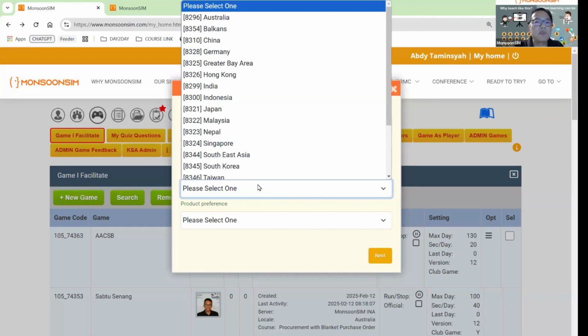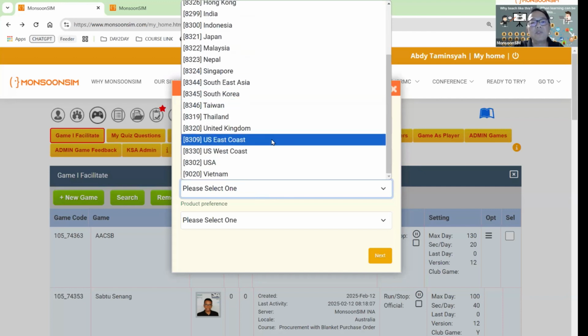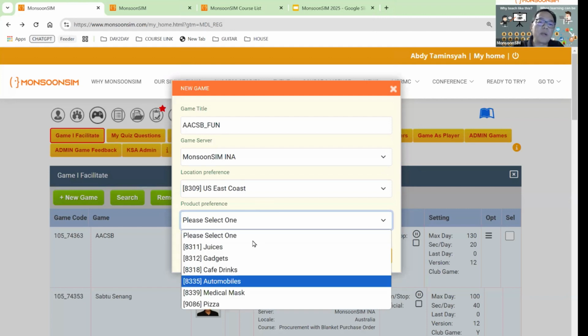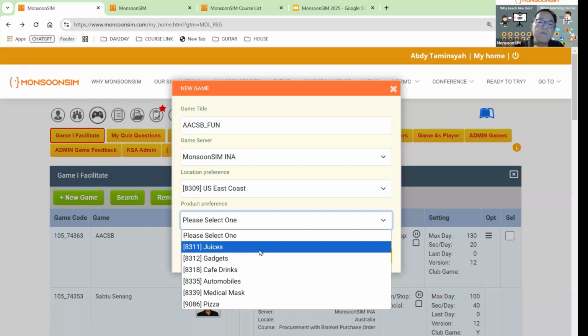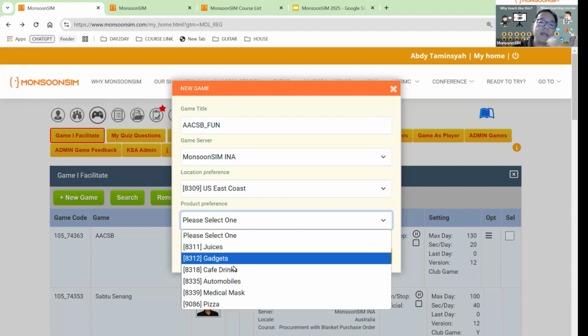And the reason why we developed so many locales is that we want to expose the student to the world of business. So in different countries, there's different currency, there's different GDP, and so on. So feel free to select what you want to do. And I'm going to use US East Coast, and then the product. We have 5 pre-packaged products for you to put in a game. We have juice, gadgets, cafe, automobiles, and medical masks. Now you can create your own product. So my colleague went ahead and created a pizza product, and of course we can sell pizza. But the standard ones are these 5.